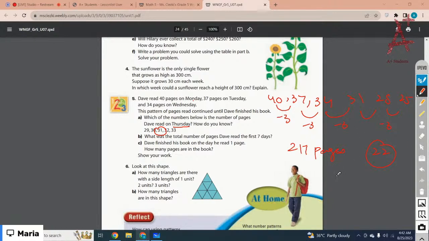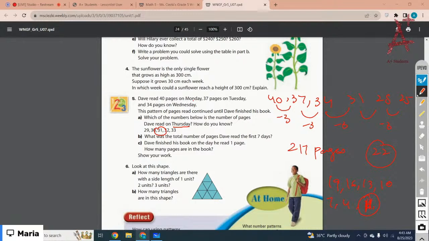22 minus 3 is 19, 16, 13, 10, 7, 4. Hold on, 22 minus 3, 19. 19 minus 3, 16. 16 minus 3, 13. 13 minus 3, 10. 10 minus 3, 7. 7 minus 3 is 4, and 4 minus 3 is 1. That means when he read 1 page, the book finished.